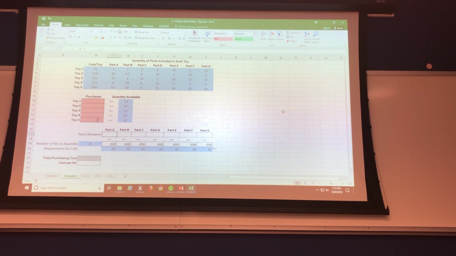The calculation for how many did you obtain is more difficult. You just have to think about this for a second. How would you know how many part A's you get? What's the solution out there? Because it's part of doing the solution. How would you calculate how many part A's you got? Yes, some product of purchases and part A.